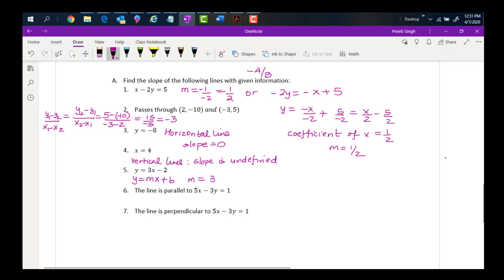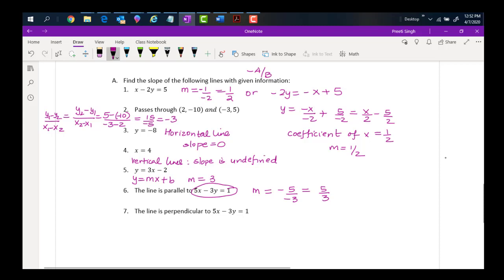The line is parallel to this. So what will be the slope of the line which is parallel to this line? So slope should be the same. What's the slope of this particular line given? The slope of this particular line is negative 5 over negative 3, minus a over b, which is 5/3. So the slope of the line which this question is asking is 5/3.